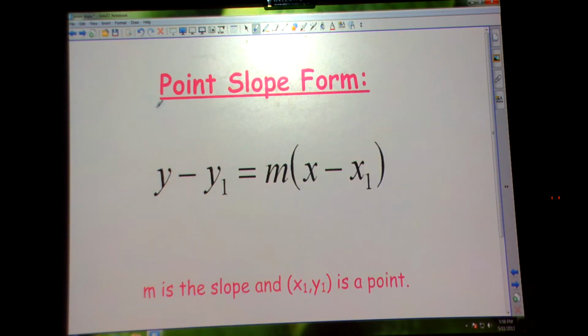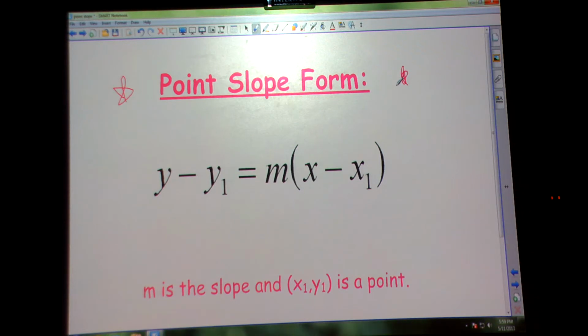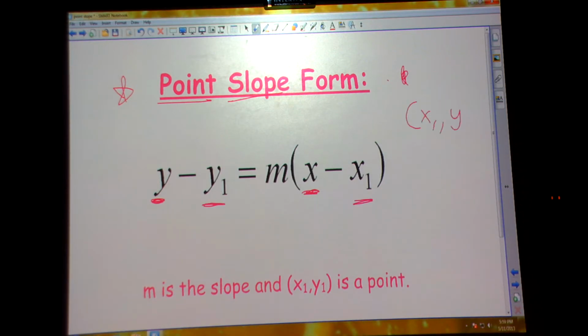Okay, now this is the big one that we use the most in calculus because it's usually the easiest to start. It's point-slope form, and for this you obviously need a point and a slope. So in this case, these are my variables, x and y. Those don't change. They are x and y. This is a point, x1, y1.